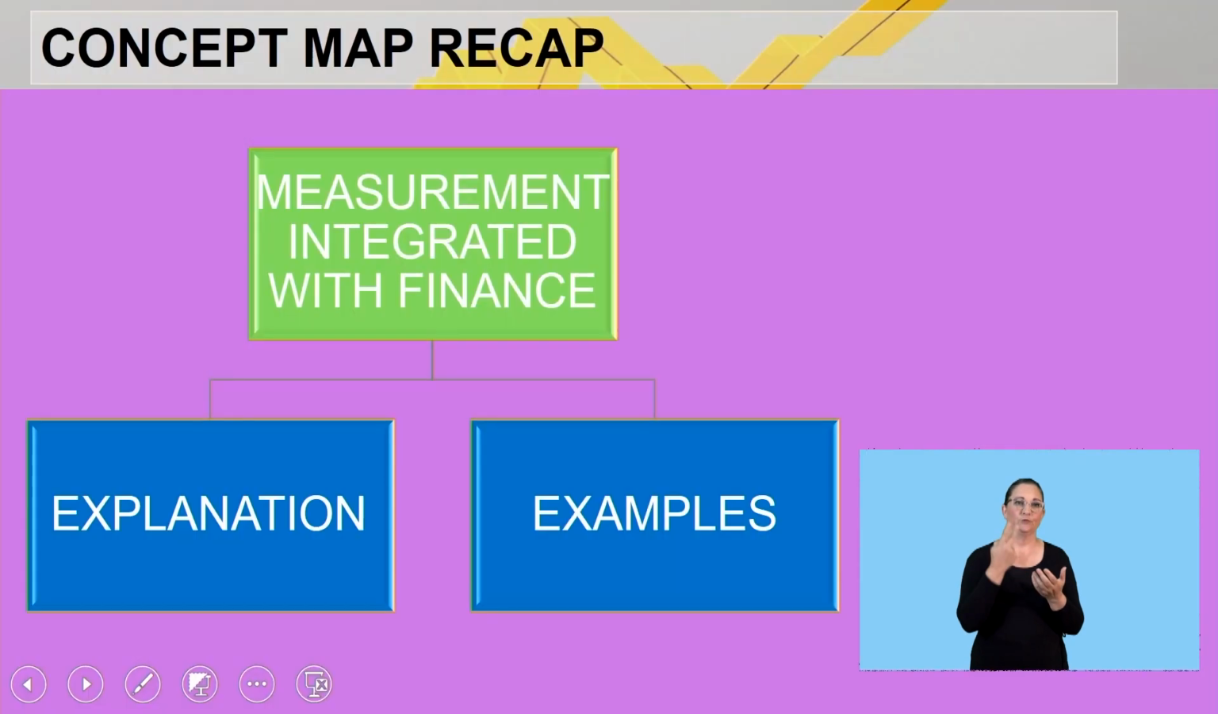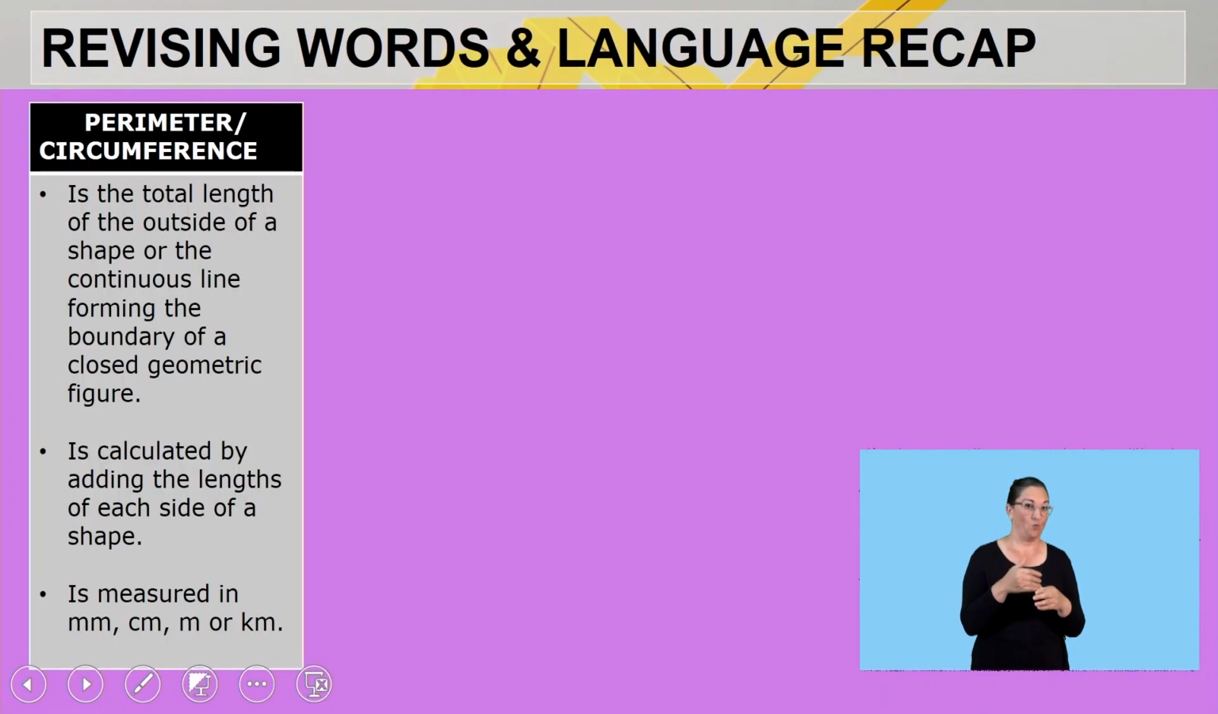Let us quickly wrap up today's lesson. Remember, today we focused on the topic of measurement and we integrated finance with that. We therefore did some calculation based on the context given to us. Now, we looked at important language, right? Words that will assist us.